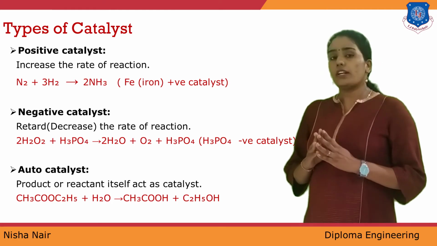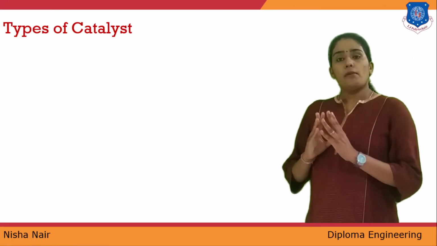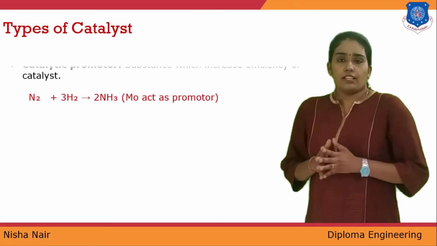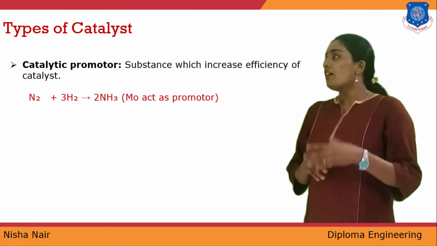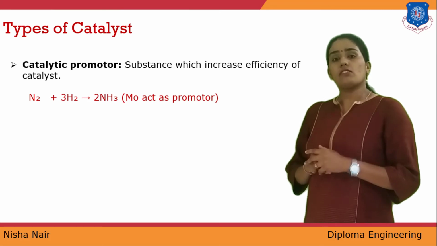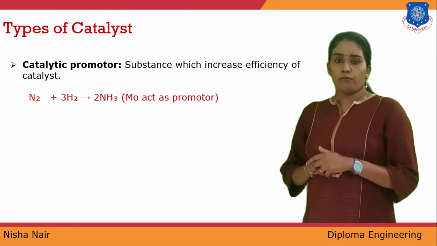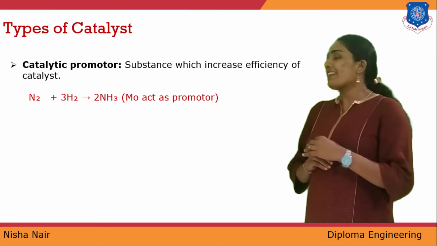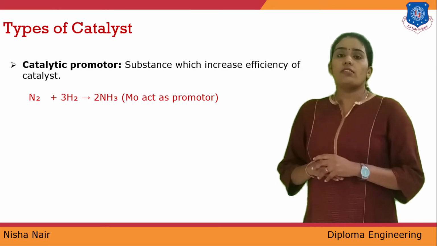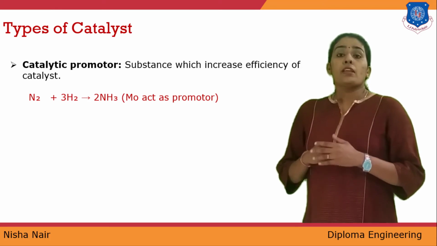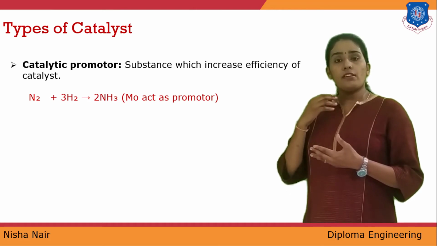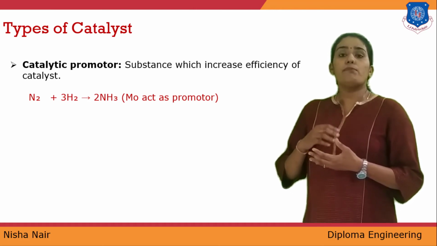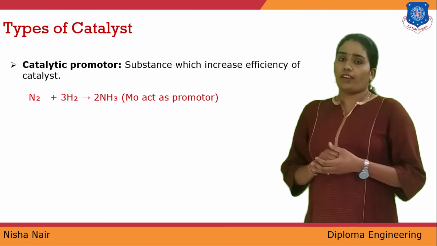Now fourth one is catalytic promoter. What is catalytic promoter? For example, nitrogen gas plus hydrogen gas, in the presence of iron, will give ammonia gas. Now, catalytic promoter means some molecules do not act as a catalyst, but they will promote the reaction, or promote the process of the catalyst. It helps to increase the catalytic properties of the catalyst.